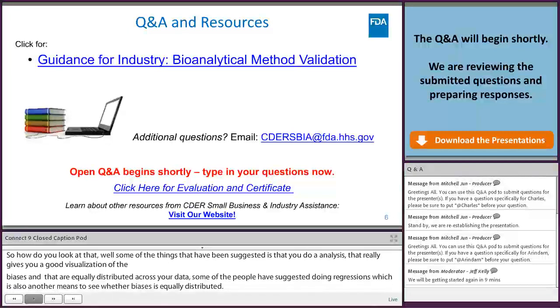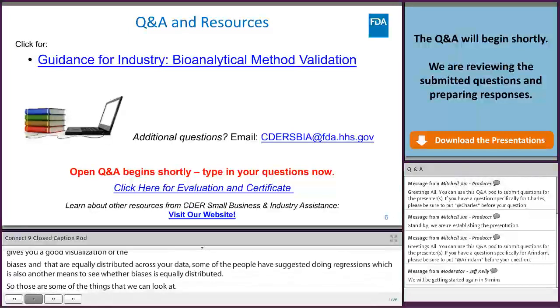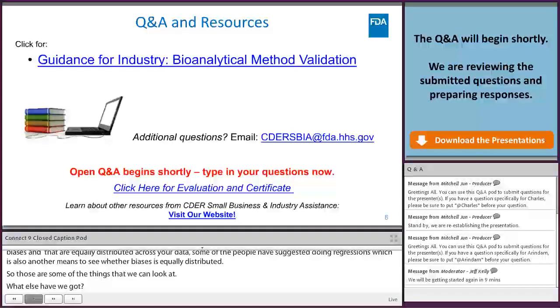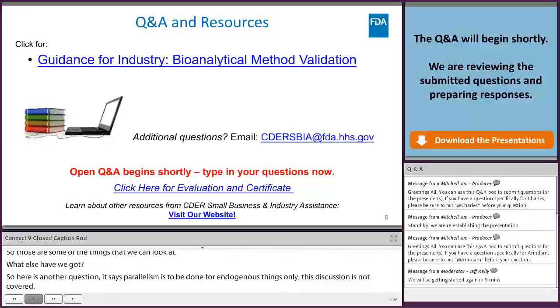What else have we got? So here's another question. It says, parallelism is to be done for endogenous compounds only. This discussion is not covered in the LBA. Well, not entirely true. We've made a point of talking about, in very general terms, endogenous compounds. But for the LBAs, if you go look in the table under the specificity and selectivity section, you'll see we refer to checking on the parallelism. And so essentially you should do that either in validation, but more likely when you have some study samples, if you seem to have a problem.